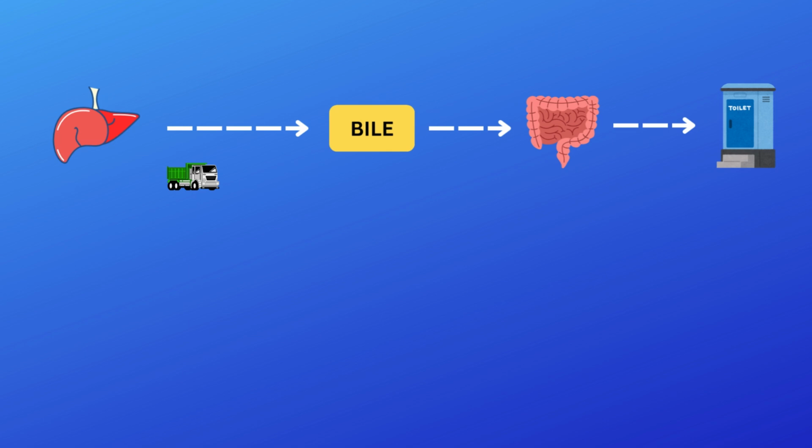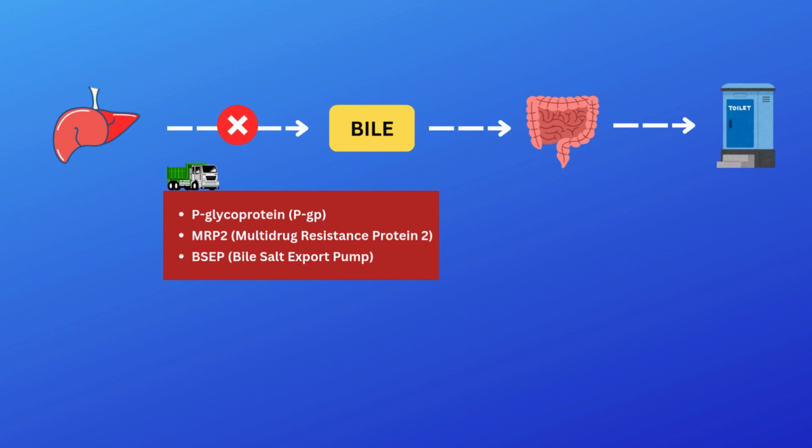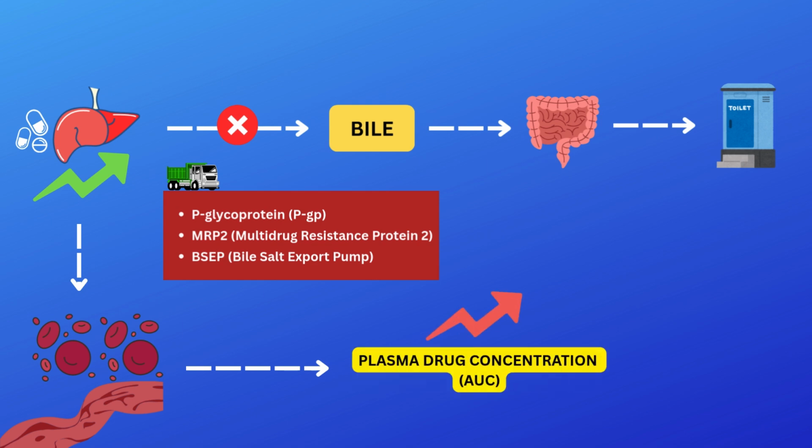So, what happens next? When the transporters are blocked, the drugs fail to move into the bile. Instead, they remain inside the liver cells and eventually re-enter the bloodstream. This increases the plasma drug concentration, which is AUC, to toxic levels, leading to drug toxicity.